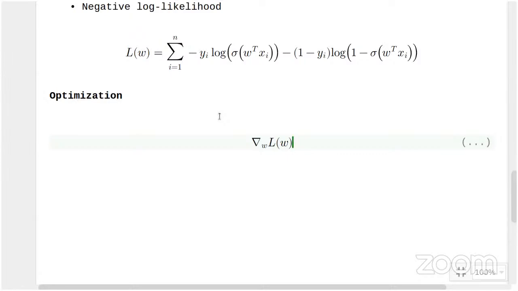What type of an object will this be in the first place? It will be a vector, right? So how many dimensions will it have? Same as the weight, right? So it will be an m-dimensional vector.